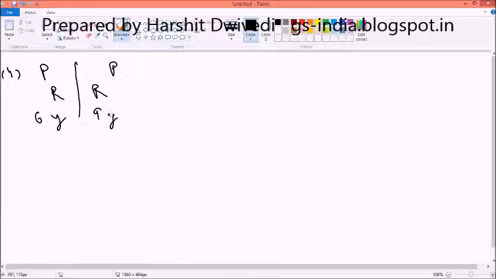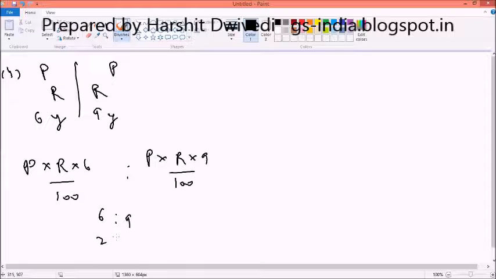So in the first case, simple interest will be P into R into 6 by 100. In the second case, the simple interest will be P into R into 9 by 100. Obviously the ratio will be 6:9, that is 2:3. 2:3 is your answer. Now the biggest thing is that this question is easy. Now let me improvise a bit in this question.